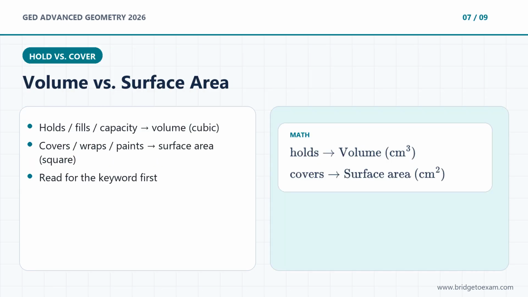One idea keeps students safe on the GED. Know whether the question asks how much a container holds or how much material covers it. Holding, filling, or capacity means volume in cubic units. Covering, wrapping, or painting means surface area in square units. Today we are doing volume, the amount a solid can hold. When you read the problem, circle the word that tells you which one it wants.